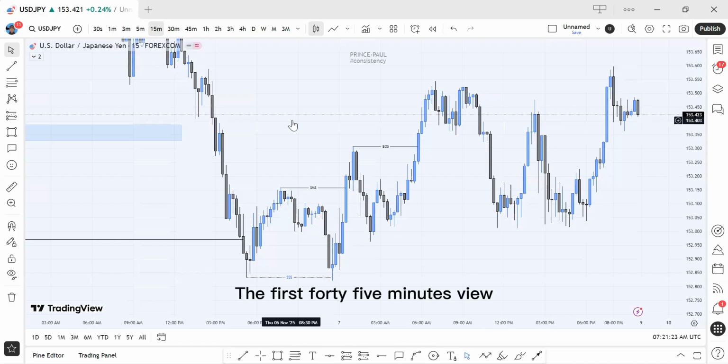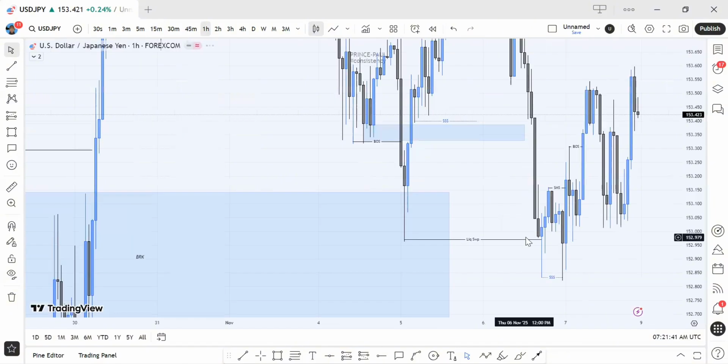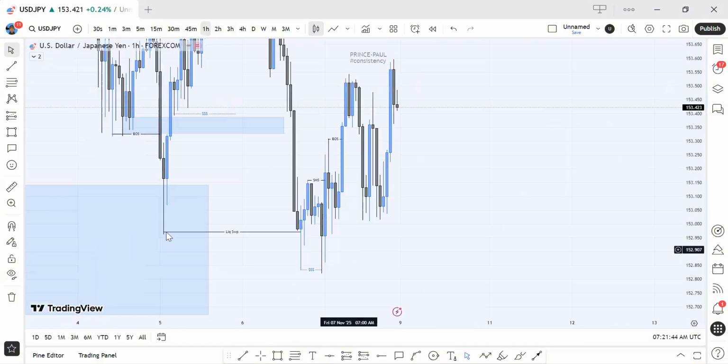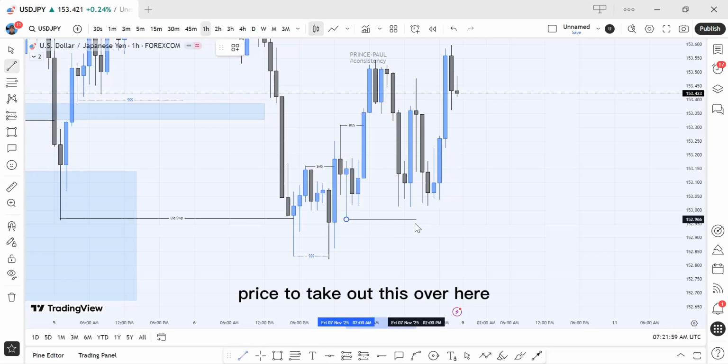So the 45-minute view was for a better risk to reward, right? Price to take liquidity and tap that area of resistance turning support, and continue. So if I take you to the 1 hour view, this was basically what I expected. I expected price to take out this low after price had shifted market structure. The price to take out this low over here.